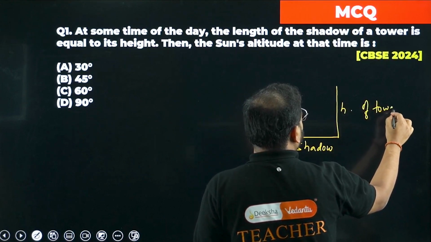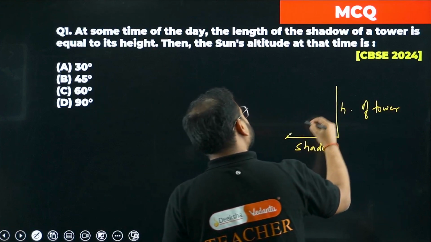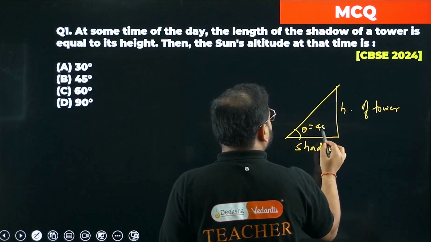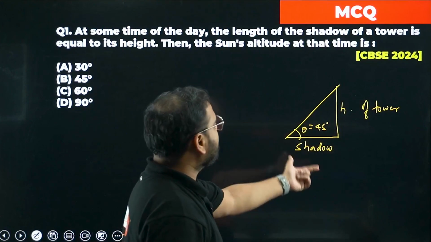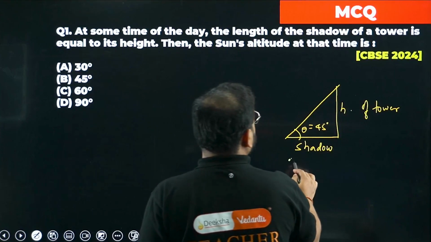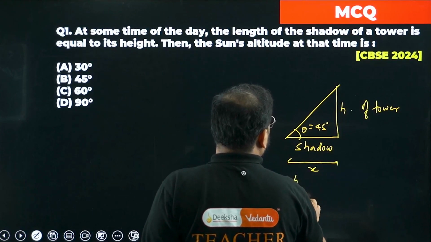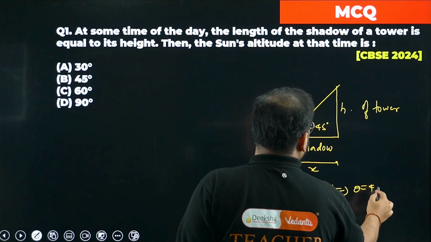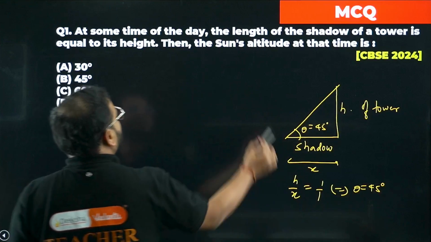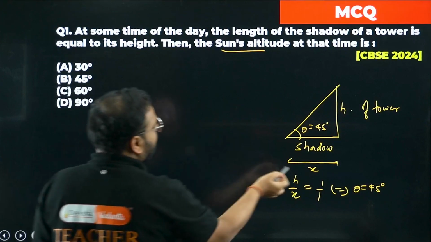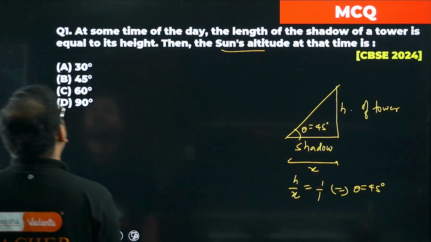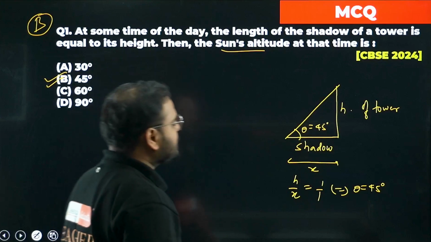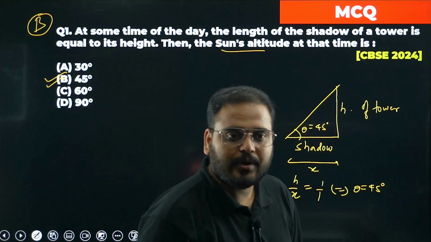They are equal, meaning simply that this reference angle has to be 45 degrees, because tan 45 is 1. So the ratio of h to x, let's say this is x, is coming as 1 to 1, only when theta is 45 degrees, okay? So check this out. Altitude means the angle of elevation right now. The angle of elevation, how much is that? 45 degrees. Option B suits here. Please check, the answer is option B, 45 degrees. Clear? Okay, moving on.